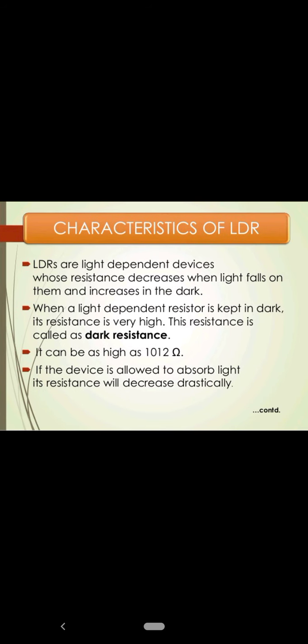Now the characteristics of LDR. LDRs are light dependent devices whose resistance decreases when light falls on them and increases in the dark. When a light dependent resistor is kept in the dark, its resistance is very high. This resistance is called the dark resistance. It can be as high as 10^12 ohm. If the device is allowed to absorb light, its resistance will decrease drastically.